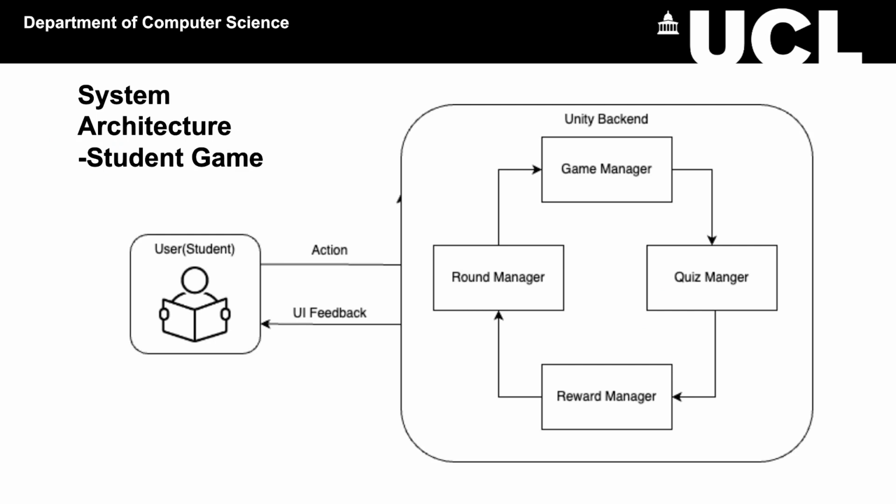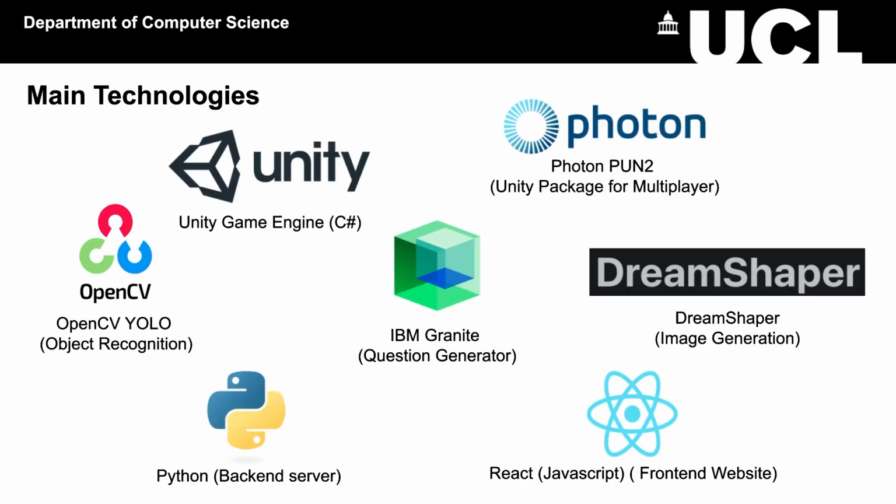Our game design is mainly based on a reward cycle. The cycle starts with the round manager handling turns, the quiz manager handling quizzes, the reward manager distributing rewards, and the game manager ensuring game state consistency. This closed-loop architecture provides immediate feedback that reinforces learning objectives and sustains student engagement.